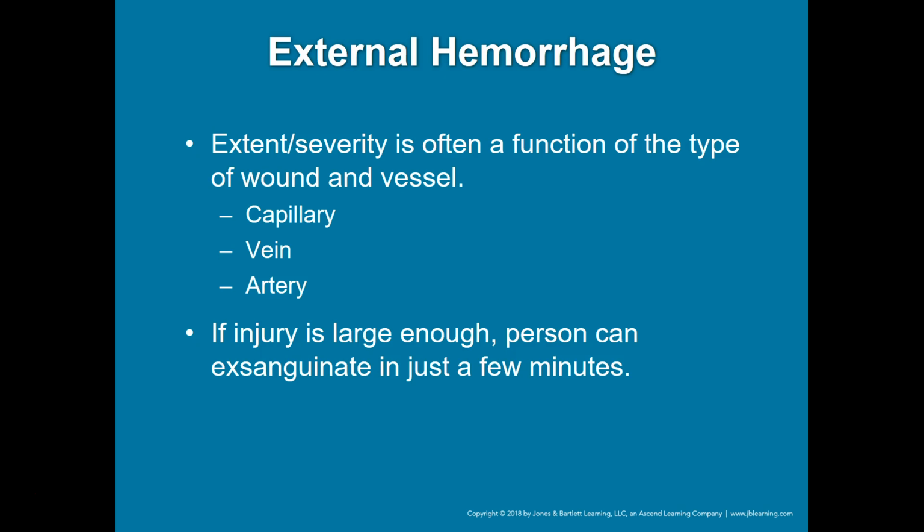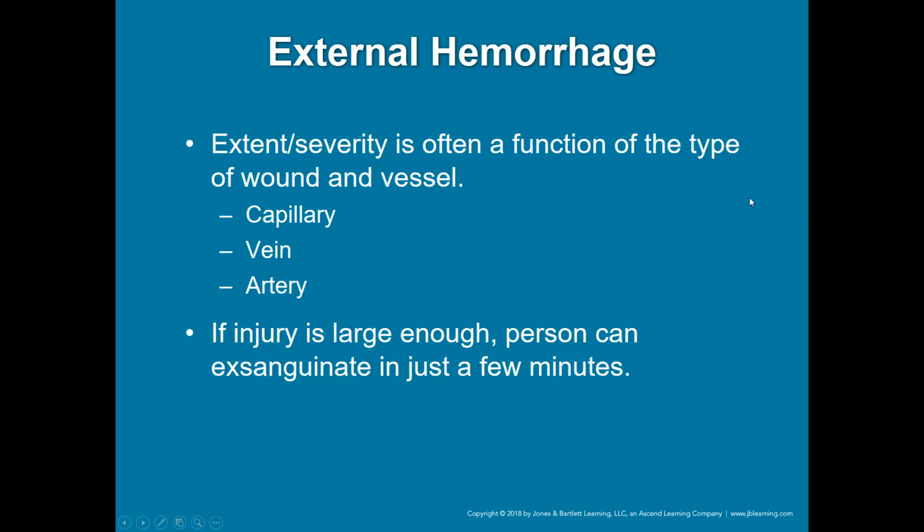Arterial bleeds are bright, oxygenated blood, bleeding at a very high pressure. If they're coming from a large enough artery, there'll be pulsating bleeds, bleeds that are hard to control with direct pressure, especially when they're large. These are also the bleeds that we may eventually need to consider a tourniquet for. If the injury is large enough, a person can exsanguinate in just a few minutes.